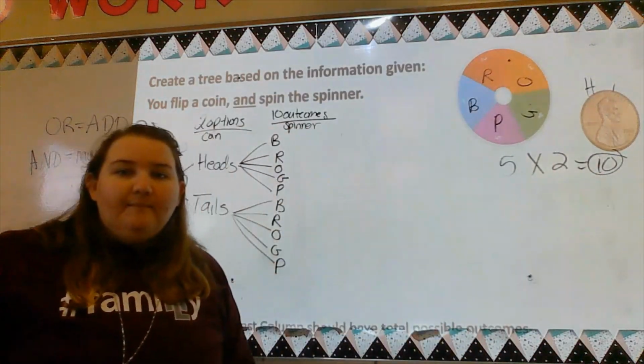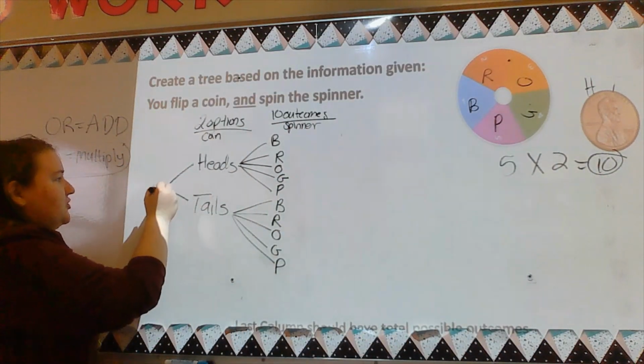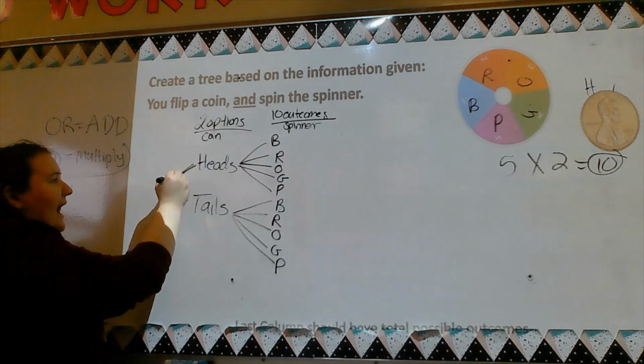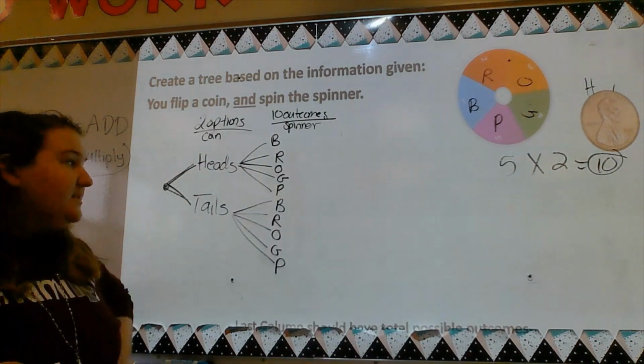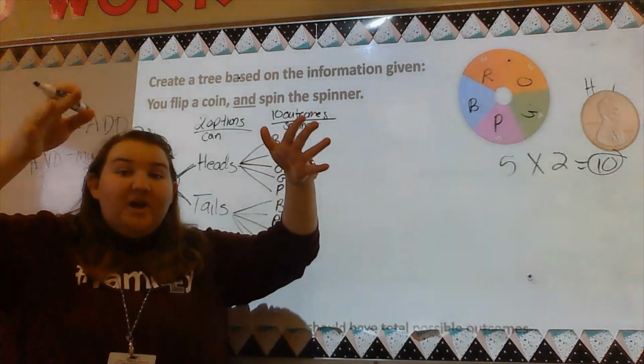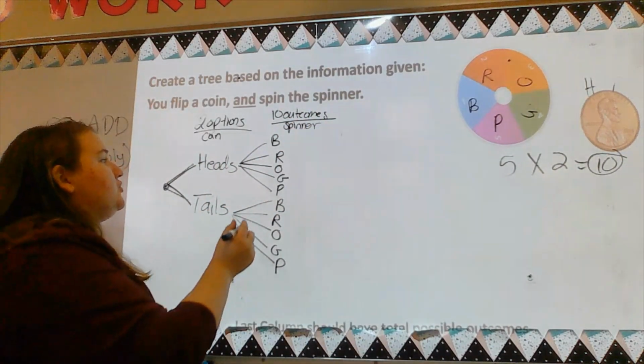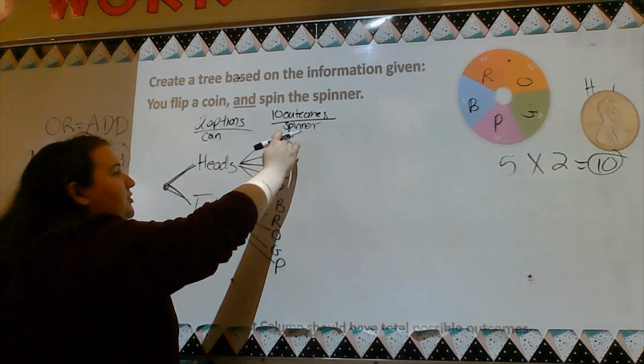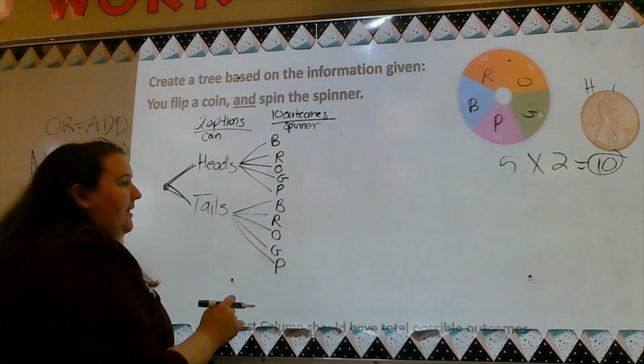Okay, so we start with our tree trunk. We draw out to our first event, so heads or tails. Then from heads and tails, we get bigger, and we draw our next situation, which is spinner. So blue, red, orange, green, purple.